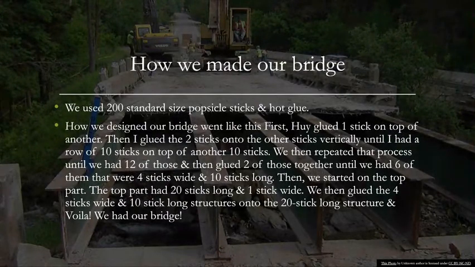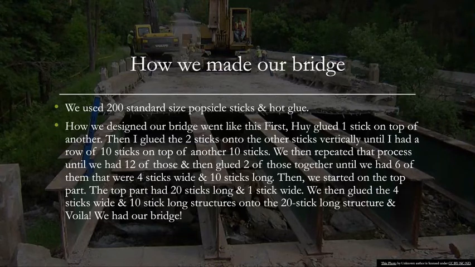How we made our bridge. We used 200 standard-sized popsicle sticks and hot glue. How we designed our bridge went like this. First, I glued one stick on top of another. Then I glued the 2 sticks onto the other sticks vertically until I had a row of 10 sticks on top of another 10 sticks.